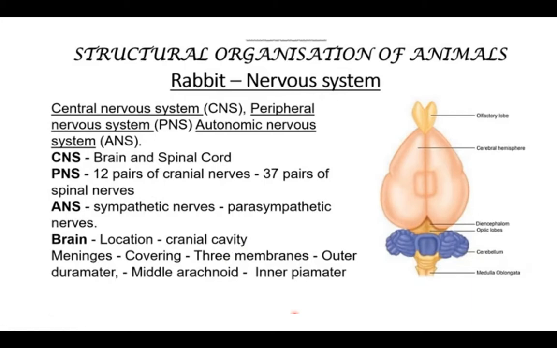Okay, in the cranial cavity, what is present? The head part, and the brain is protected by meninges. Meninges is the covering of the brain. There are three membranes protecting the brain: outer dura mater, middle arachnoid membrane, and inner pia mater. So three membranes are protecting the brain. What are they? Dura mater, arachnoid membrane, and pia mater.